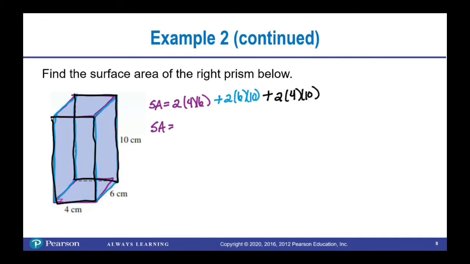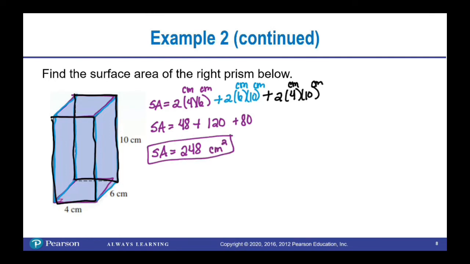2 times 4 times 6 is 48. 2 times 6 times 10 is 120. And 2 times 4 times 10 is 80. When you add these together, you get 248. I need to include my units. So here, centimeters times centimeters gives me square centimeters.